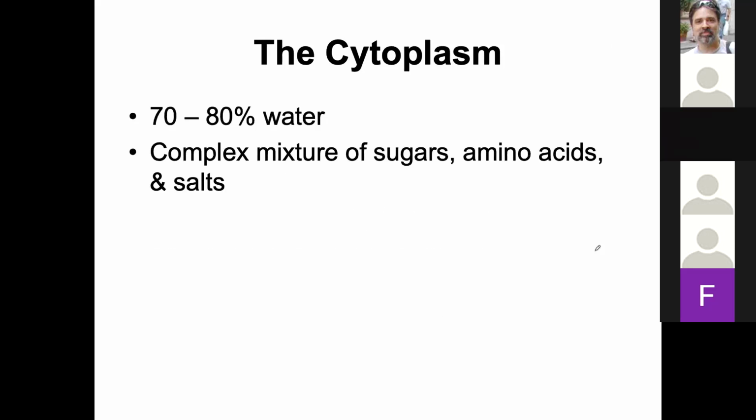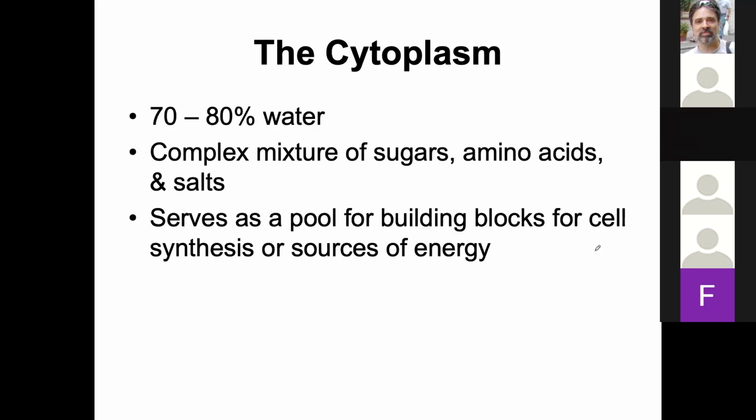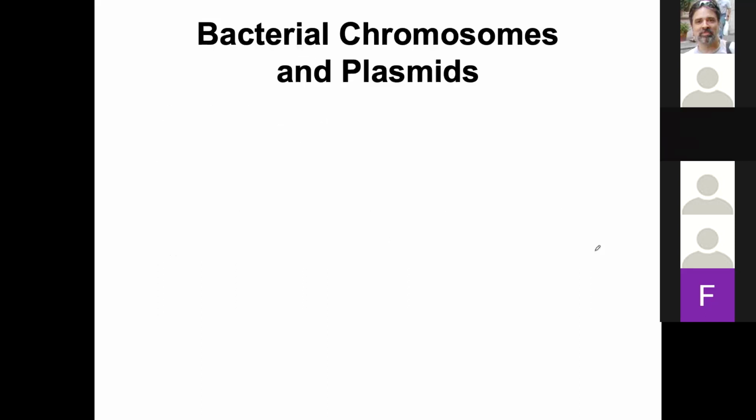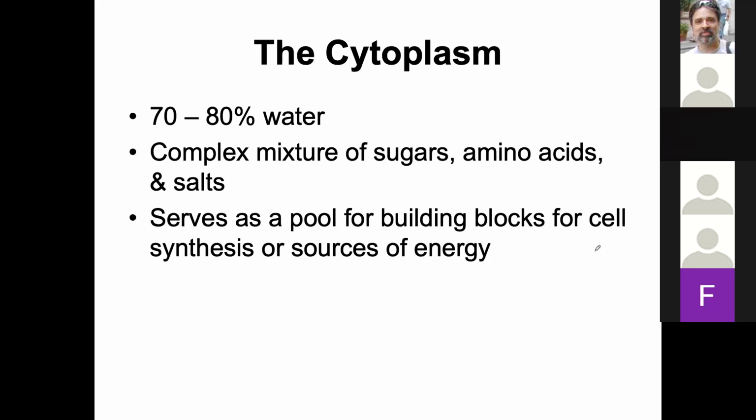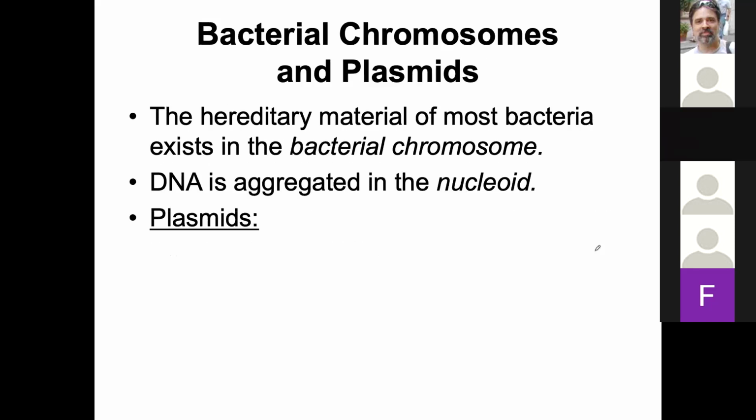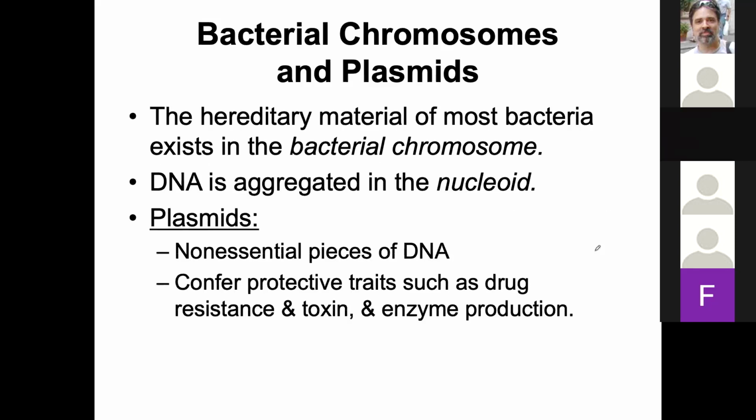The cytoplasm is mostly water, but also contains proteins, sugars, waste products, electrolytes, carbohydrates, salts, and it's basically a pool of building blocks for synthesis and for energy. The bacterial chromosome and the extrachromosomal DNA, such as plasmids, contain information for building certain proteins that provide special characteristics for the cell.